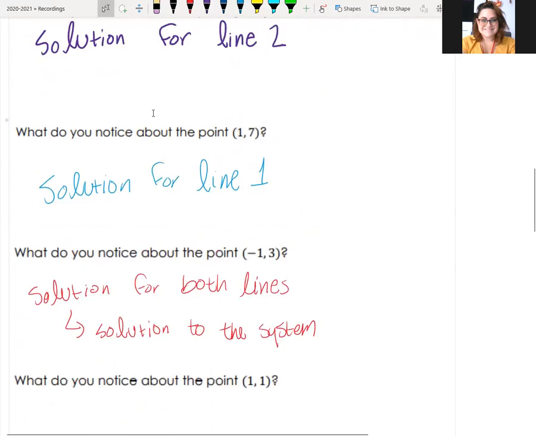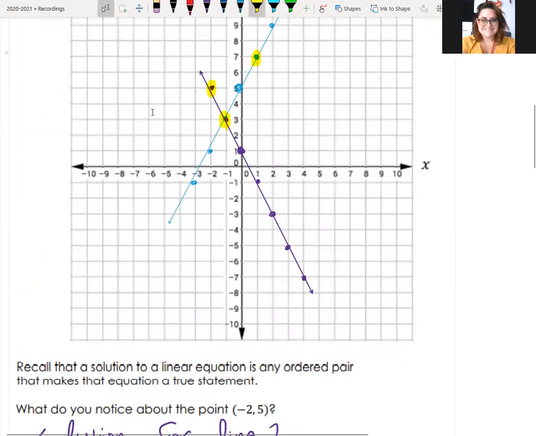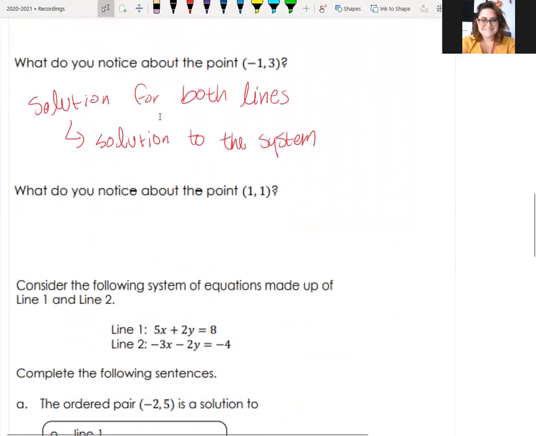And then the last one is 1, 1. So if I go over 1 and up 1 right here, that's a solution for nothing. So we can just say no solution.